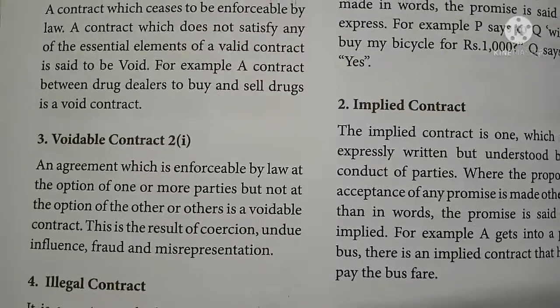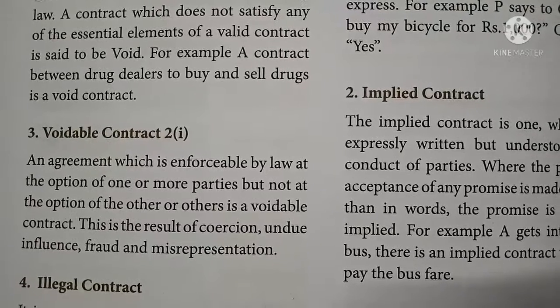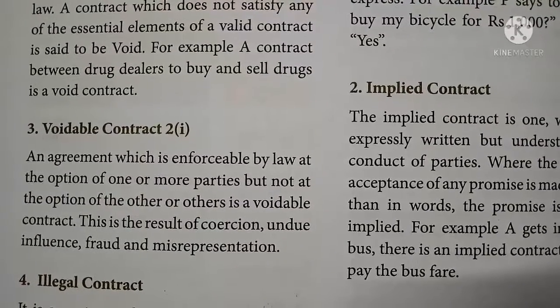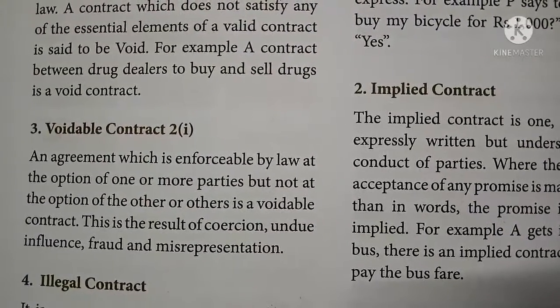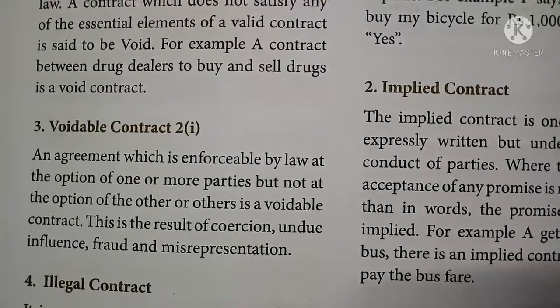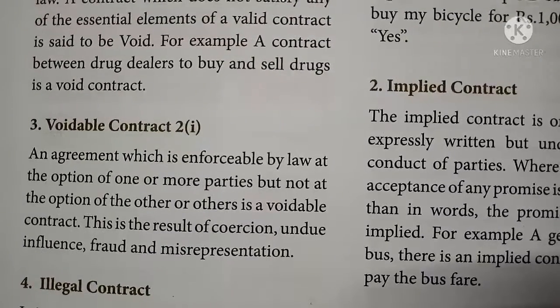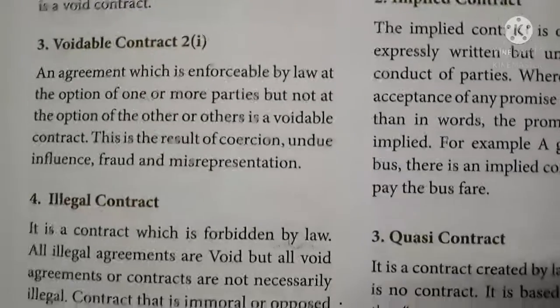Next, voidable contract. An agreement which is enforceable by law at the option of one or more parties but not at the option of the other or others is a voidable contract. So this is the result of coercion, undue influence, fraud and misrepresentations.